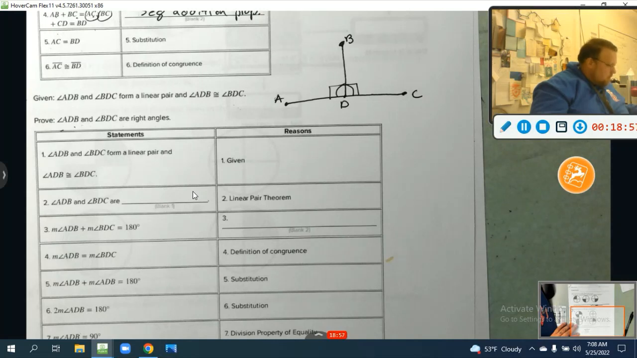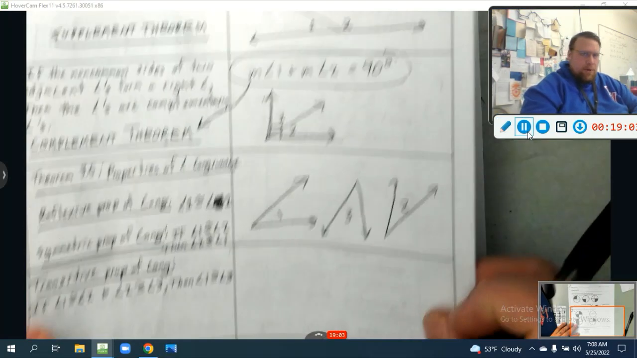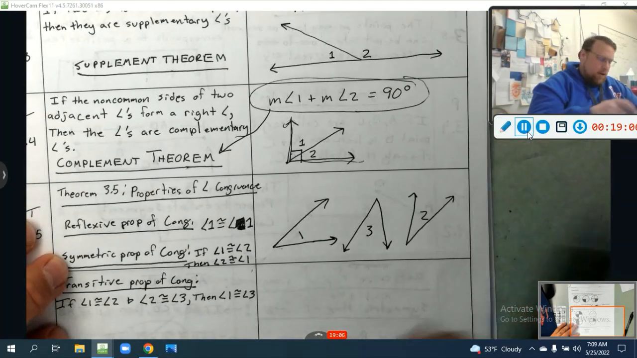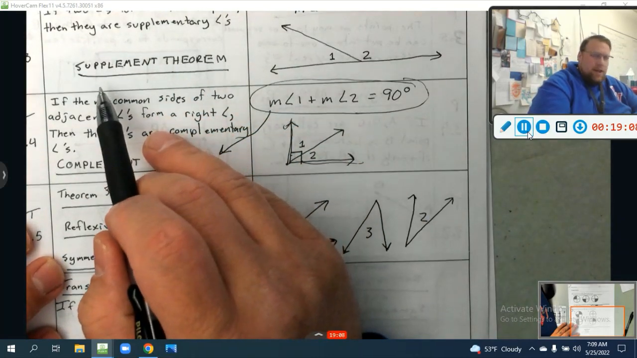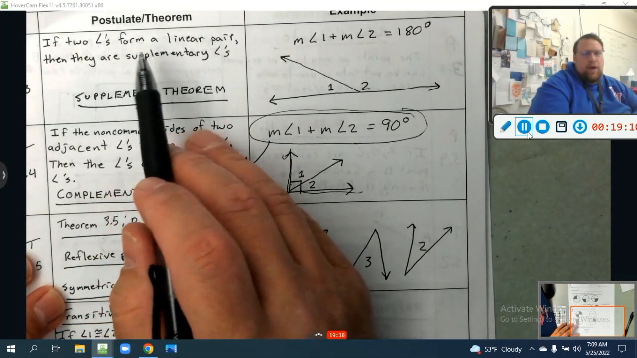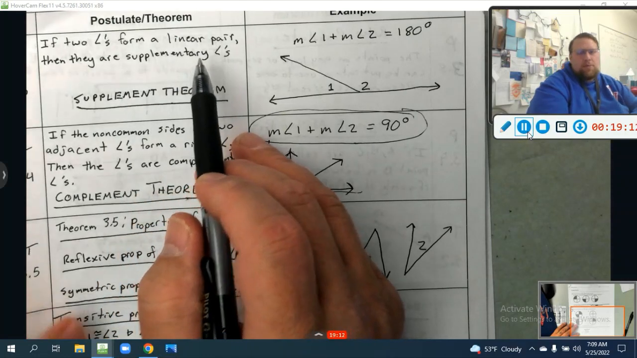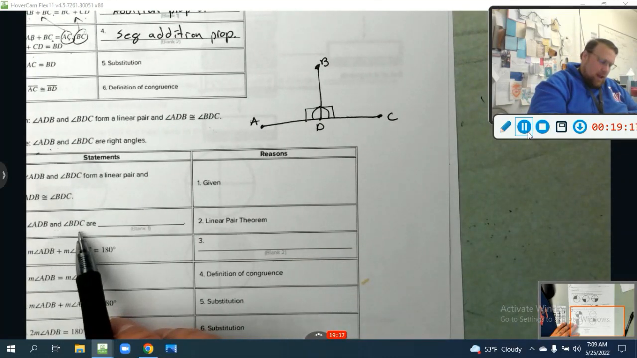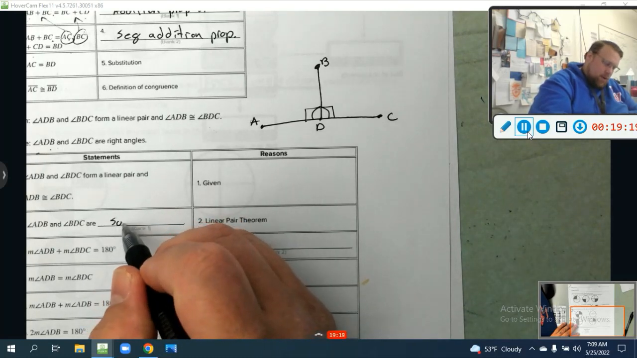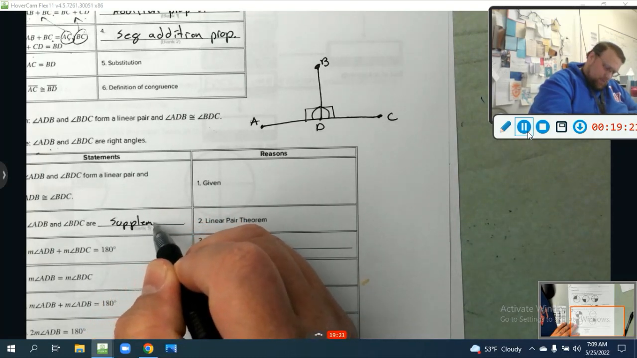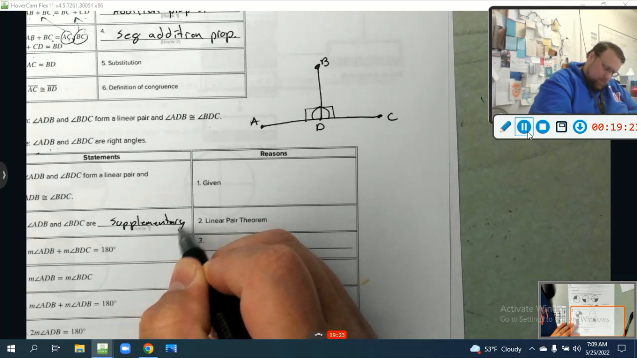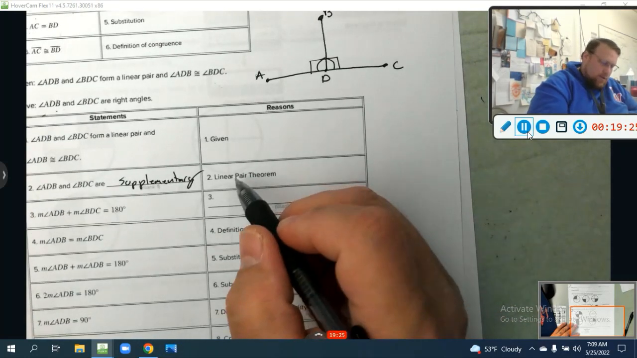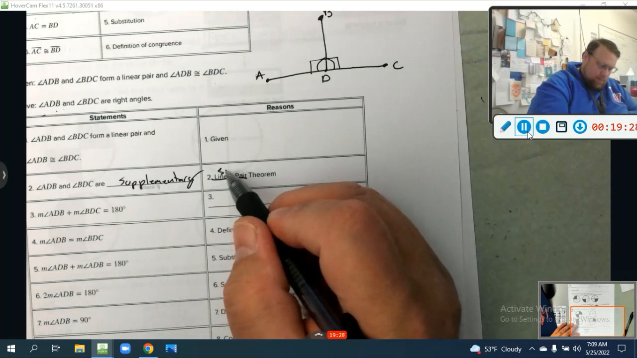Supplements. Vertical angle theorem. All right, this linear pair theorem they're talking about, it would help out on a test. We're not going to see any of this, though. It is really the supplement theorem, which says if two angles form a linear pair, then they are supplementary angles. So we're just saying, hey, ADB and BDC are supplementary. Okay, and that's really the supplement theorem.